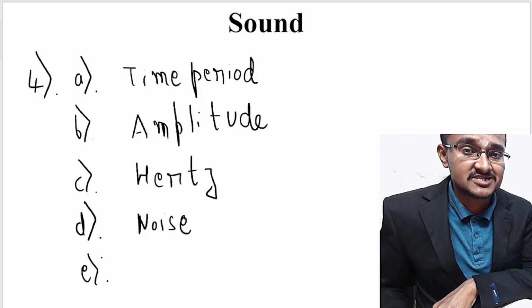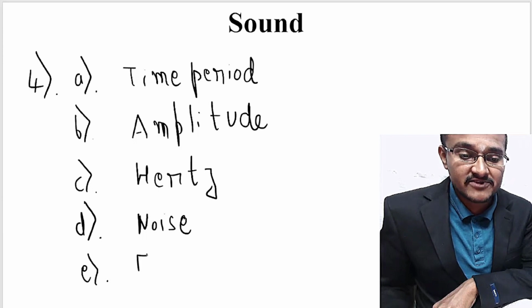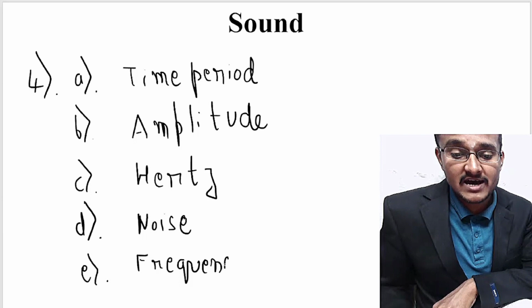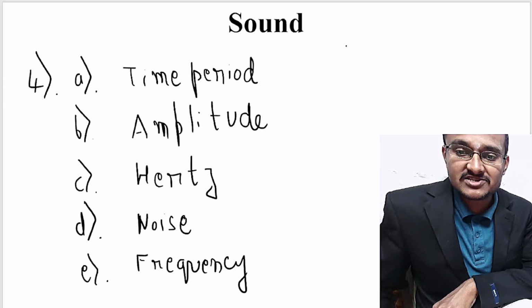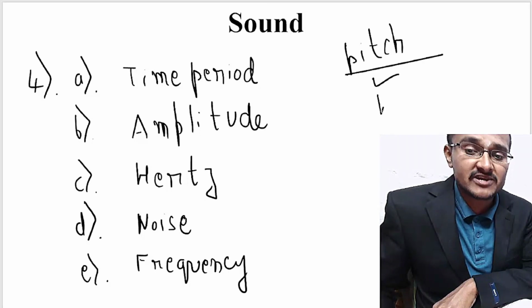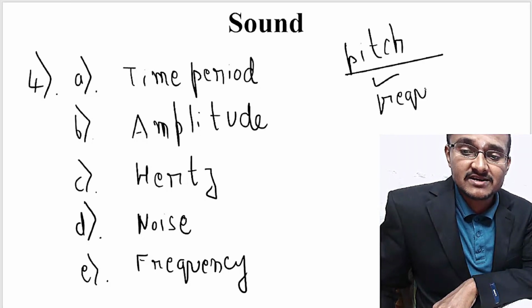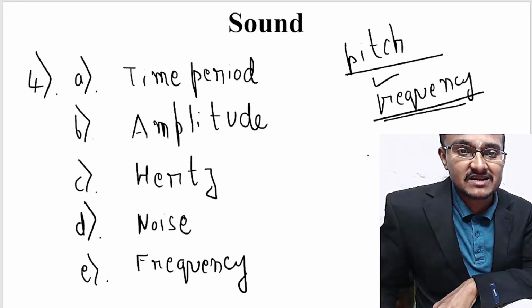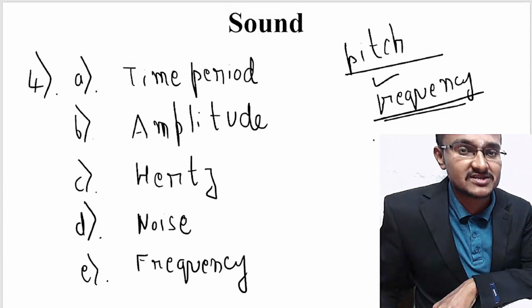Coming to the E question, shrillness of a sound is actually determined by dash of vibrations. It is actually frequency of vibration, because if you refer to my previous video, I have mentioned that shrillness is known as pitch. So pitch or shrillness is actually accounted by frequency. So here the correct answer for E question is that frequency of vibration actually determines the shrillness of that particular sound or the pitch of that particular sound.